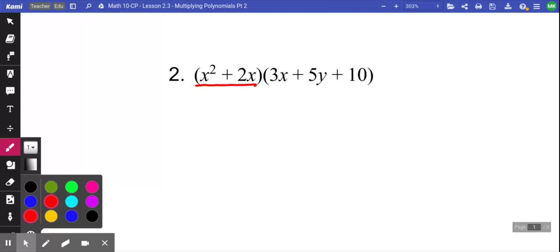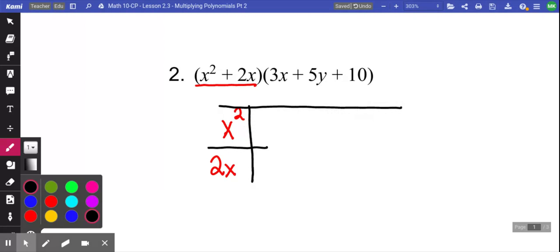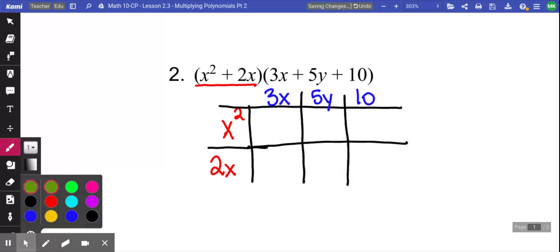So I take my first one, I'm going to write it down the side like this. And then I'm going to take my second term and I'm going to write it across the top. So 3x, 5y, and 10. And I make this nice little grid, which we will fill out. X squared times 3x is 3x to the power of 3. X squared times 5 is 5x squared y. X squared times 10 would be 10x squared.